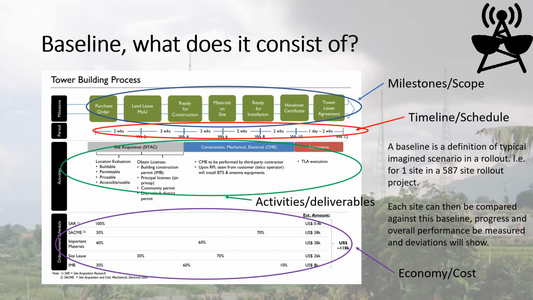Like I mentioned before, you define a baseline for each site in a rollout. For instance, for one house in a 587 house rollout. When you go on in the project, each site can then later be compared against this baseline. Progress and overall performance can be measured, and deviations will show.